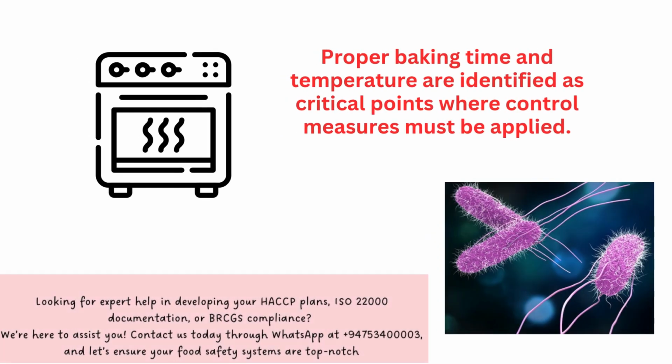Next, the team determines the critical control points, or CCP. In this bakery, baking is a critical step. If the bread isn't baked to the correct temperature, harmful bacteria like salmonella could survive. Proper baking time and temperature are identified as critical points where control measures must be applied.